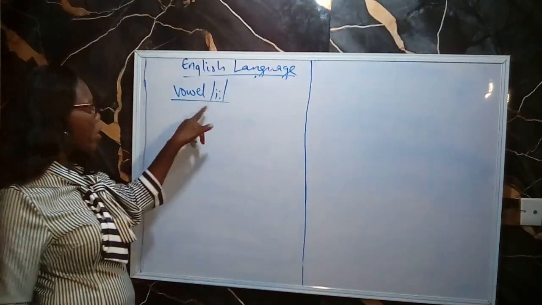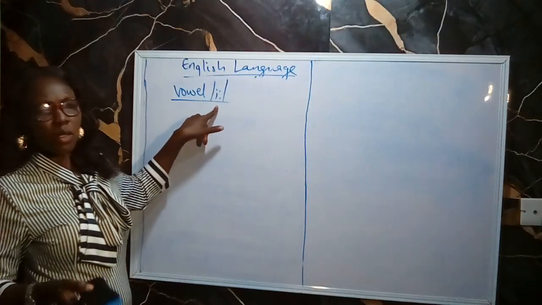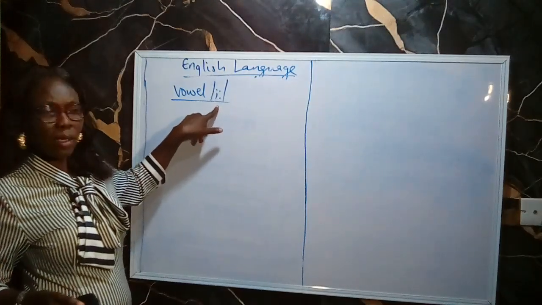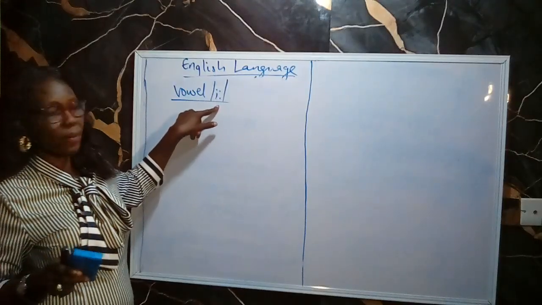Alright. So to pronounce this sound, the front of the tongue is raised towards the roof of the mouth. The mouth is open and the lips are spread.